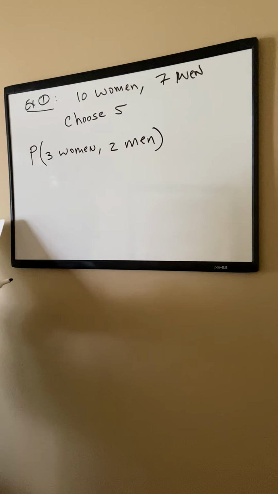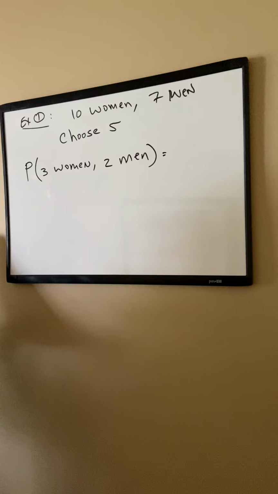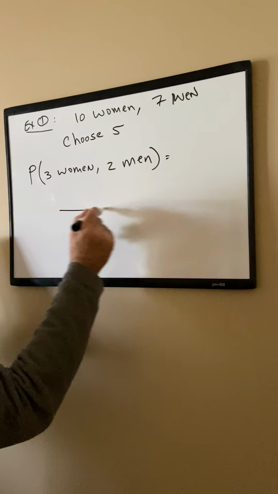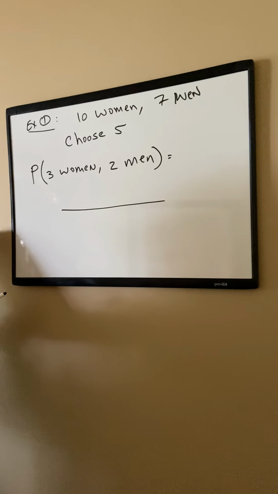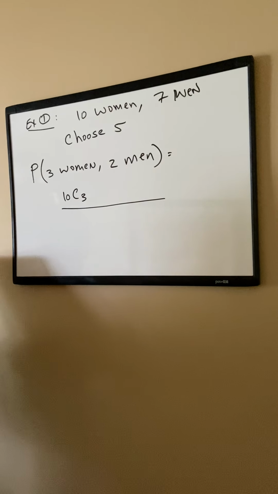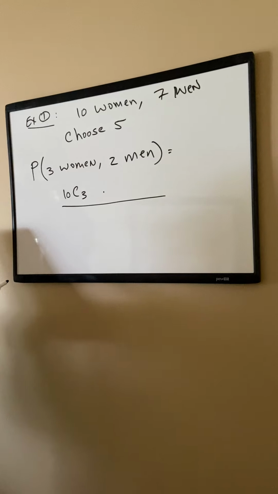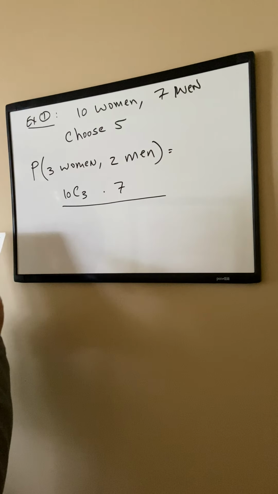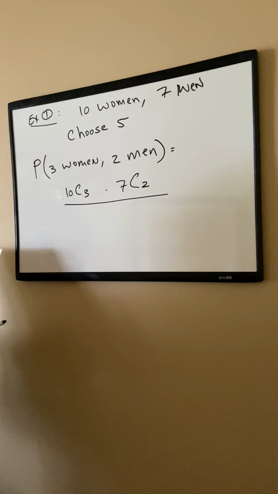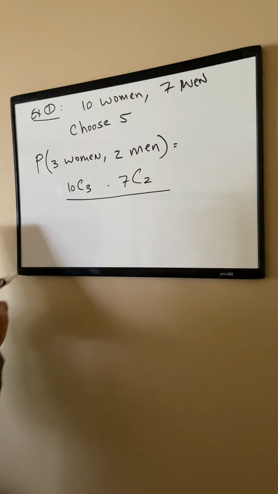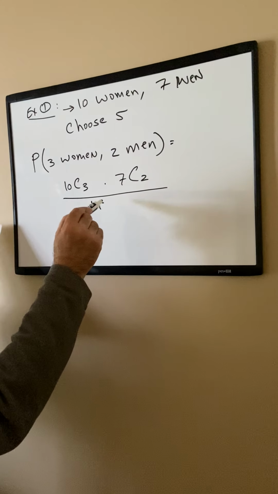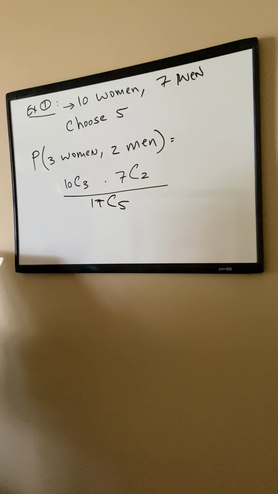and 2 men. The way we're going to calculate this probability, again, the probability of an event occurring is your favorable outcome divided by your total possible outcome. So we have 10 women from whom we're selecting 3 at a time. We're going to multiply this by 7 men from whom we're selecting 2 at a time. So this is your favorable outcome for this ratio. Your total possible outcome, we have 17 people all together from whom we want to select 5 at a time.